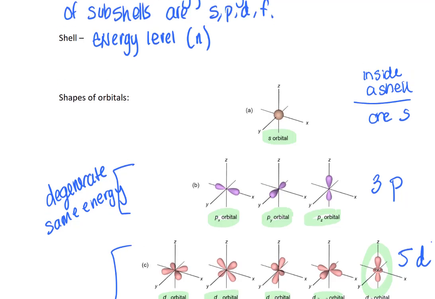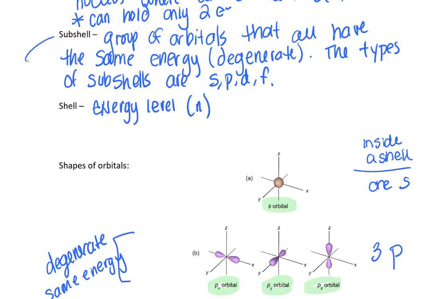So when we talked earlier about how your subshell has certain letter designations and how each of those subshells contain a certain number of orbitals, your S subshell has 1 orbital, your P subshell has 3 orbitals, your D subshell has 5, your F subshell has 7.